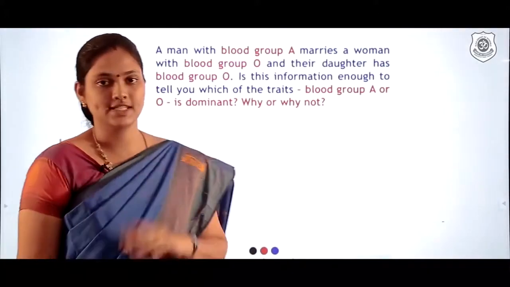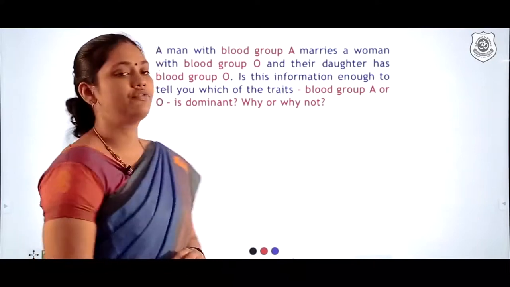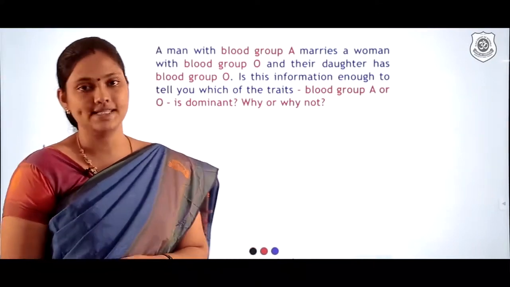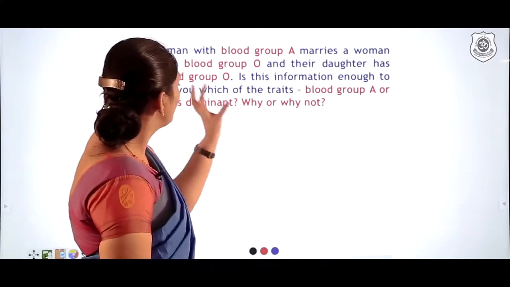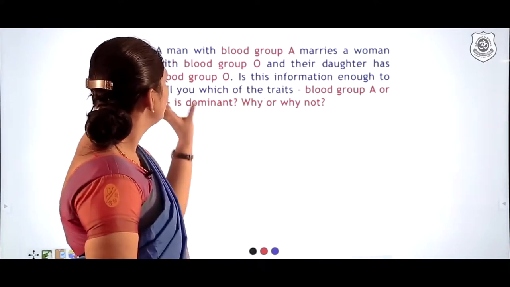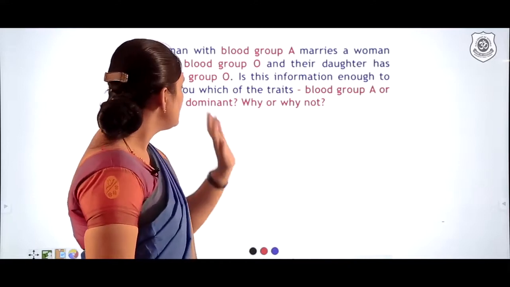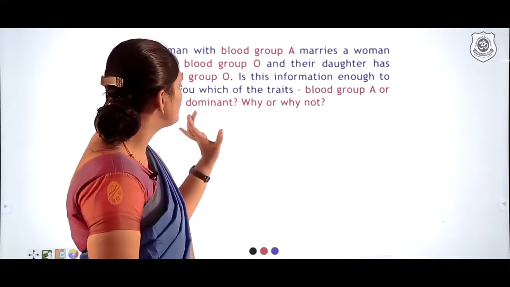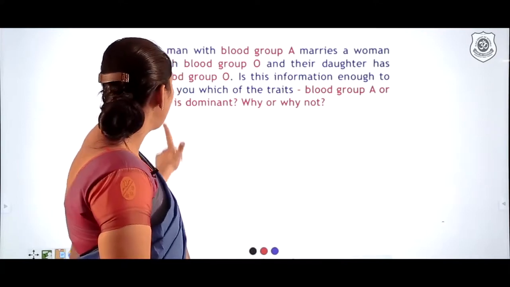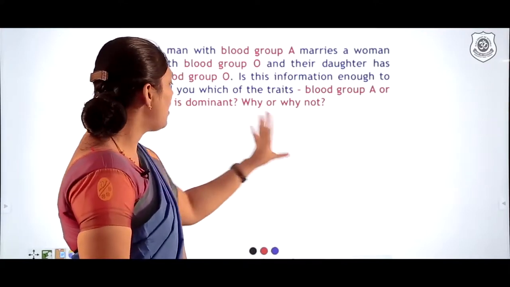Let's solve this question, an important question from the activity in your NCERT. A man with blood group A marries a woman with blood group O and their daughter has blood group O. Is this information enough to tell you which of the traits, blood group A or O, is dominant? Why or why not?